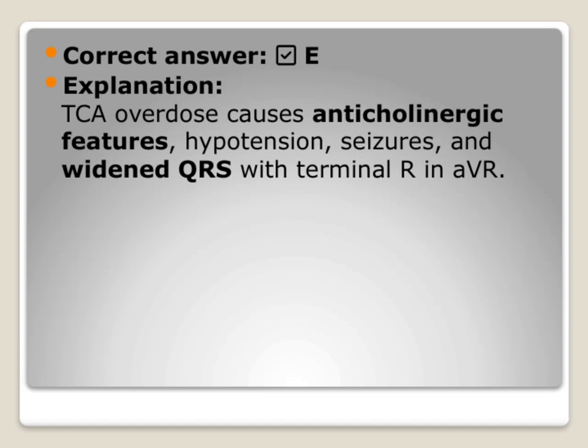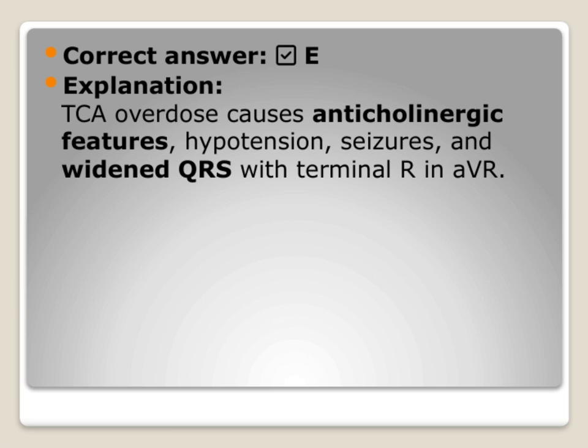When we talk about TCA overdose, there are several key features to watch for. First, you'll see anticholinergic symptoms, which include dry mouth, blurred vision, urinary retention, and altered mental status. These are classic signs of TCA toxicity. In addition, patients often present with hypotension, so blood pressure drops, which can be dangerous and require prompt management. Seizures are also common in TCA overdose, so it's important to monitor for neurological symptoms.